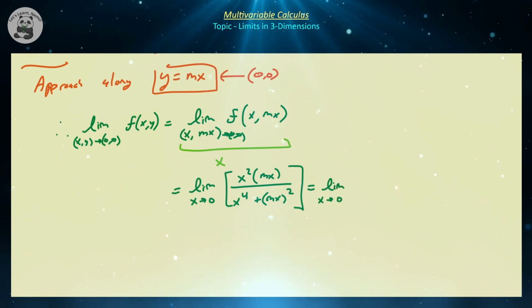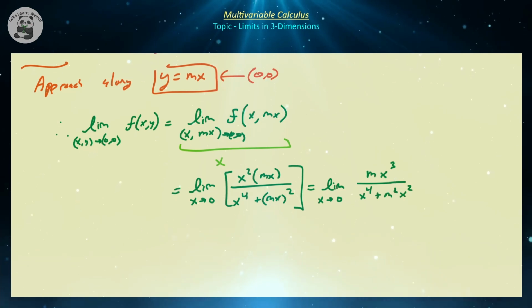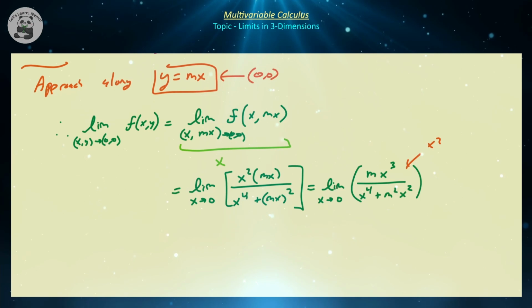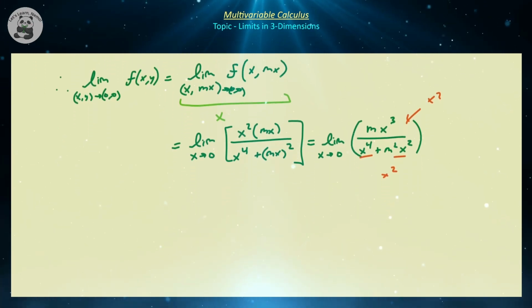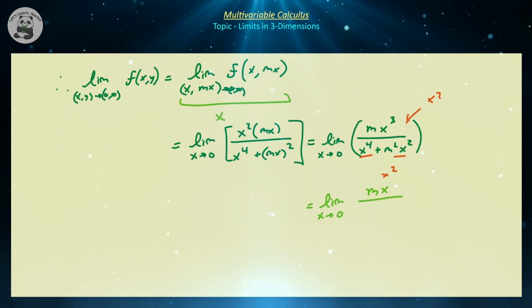So we have the limit as x approaches 0 of mx cubed all over x to the 4th plus m squared x squared. Notice that we have an x squared on the top and an x squared on the bottom, which can cancel out. So let's simplify that. Nice little removable discontinuity potentially. So we're going to have the limit as x approaches 0 of mx over x squared plus m squared.